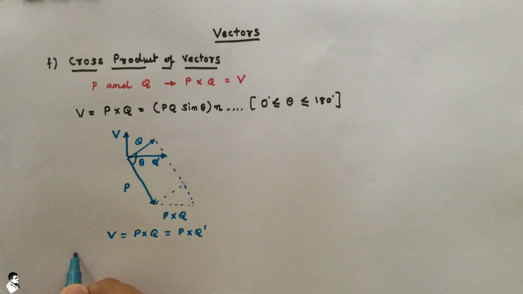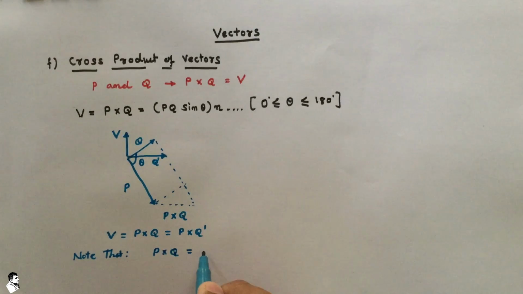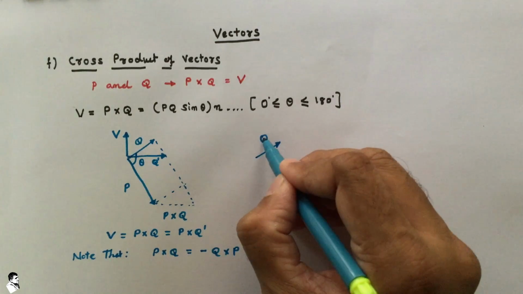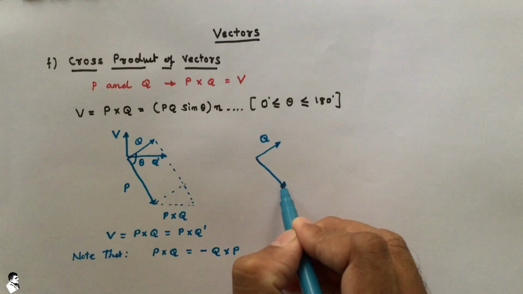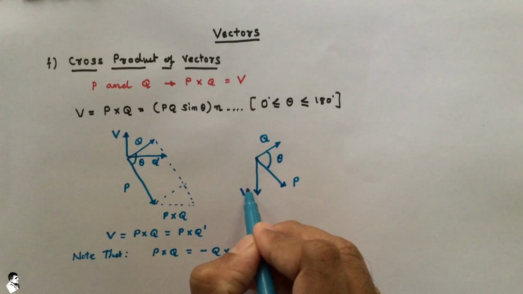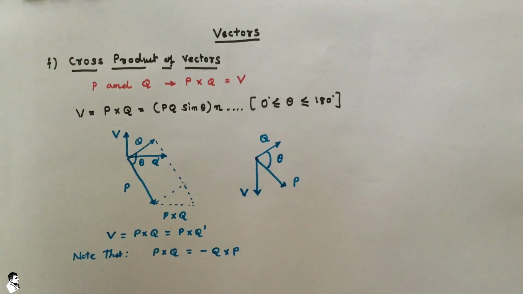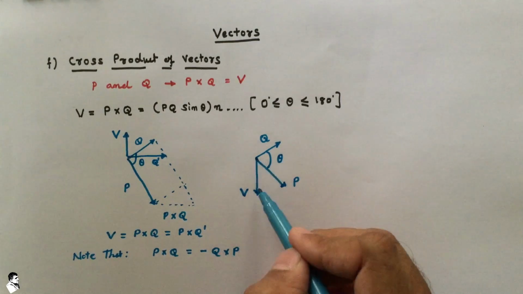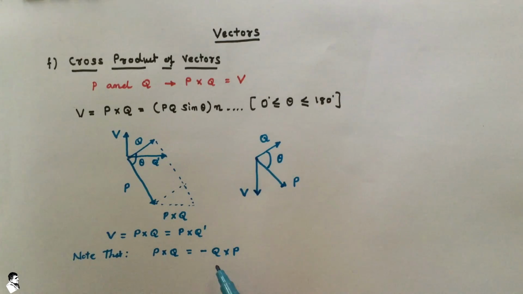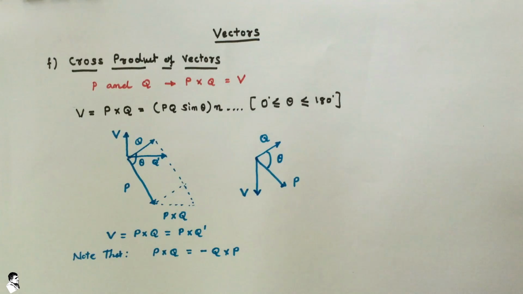Now note that P cross Q is equal to minus Q cross P. So if we draw that in the form of vector Q and vector P with included angle theta and the product vector V, then P cross Q, and if we change the direction of the vector V depending on the magnitude and direction of P and Q, that will be minus Q cross P. Based on the above result, we can say that the commutative law is not valid in cross product.